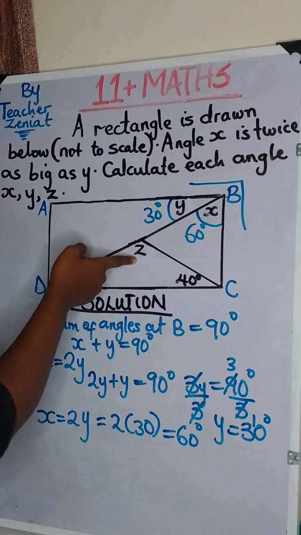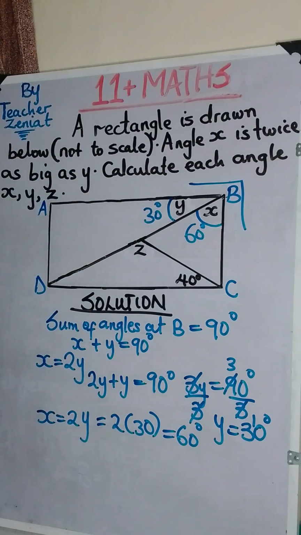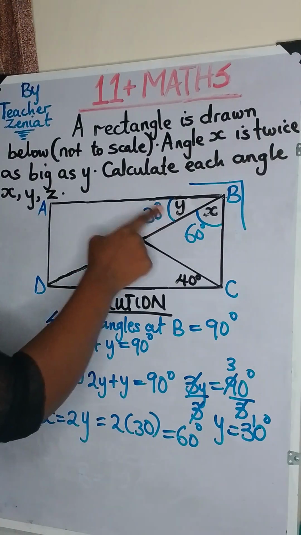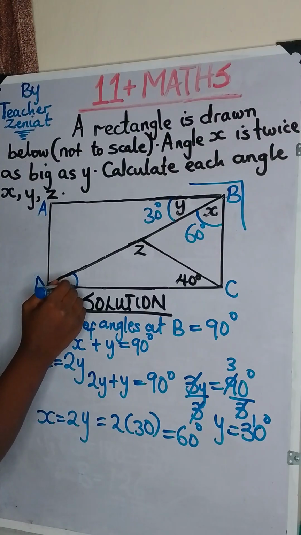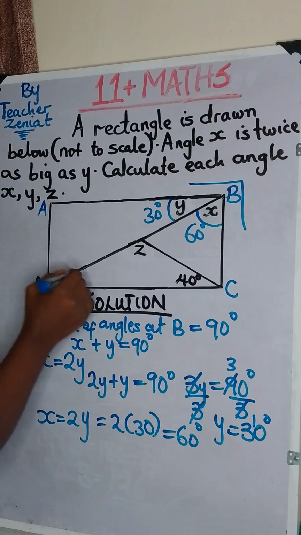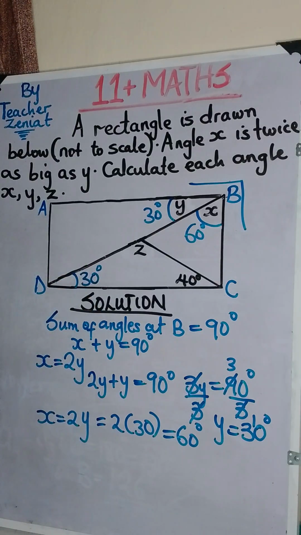So now let's look for Z. Look at your Y. This angle Y is alternate to this angle here that we don't know. We need to find this angle to be able to find Z. So since angle Y is alternate to this angle here, that means alternate angles are always the same. That means this angle here would equally be 30 degrees.